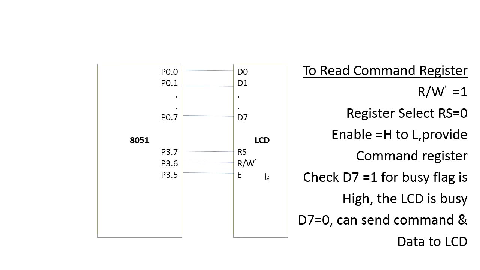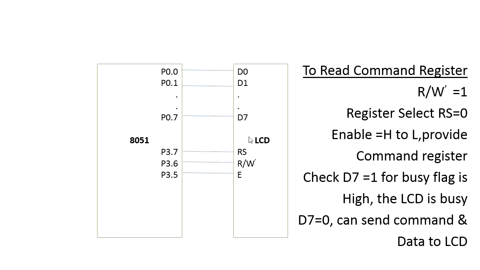LCD is liquid crystal display. Here we are connected. LCD is an output device, used to display alphanumeric characters on the screen. To explain the theory concept of the LCD, first we are going to understand the interfacing between the 8051 microcontroller and the LCD here.